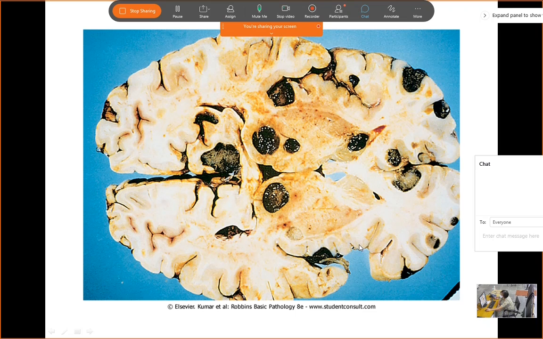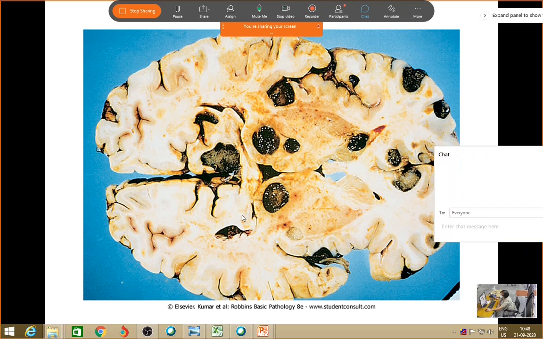Correlate the malignant melanoma and correlate the aggressiveness of the tumor. It can enter hematogenously and go and metastasize. So what is the diagnosis here? This is a metastasis from a malignant melanoma of the skin to the brain.